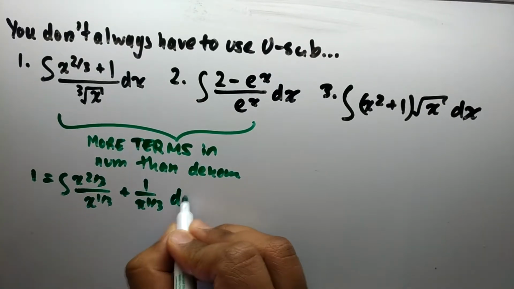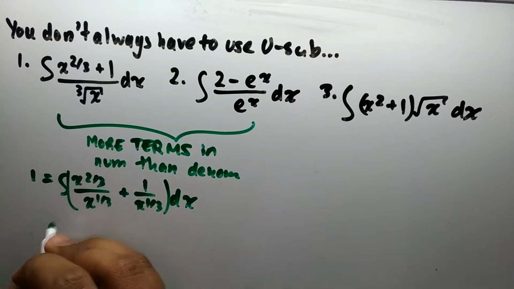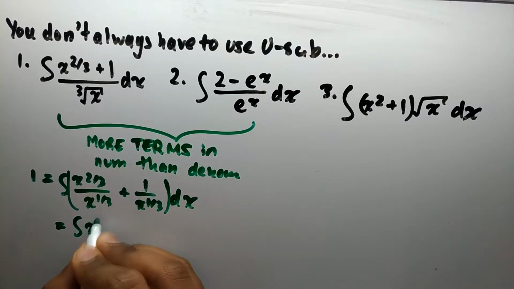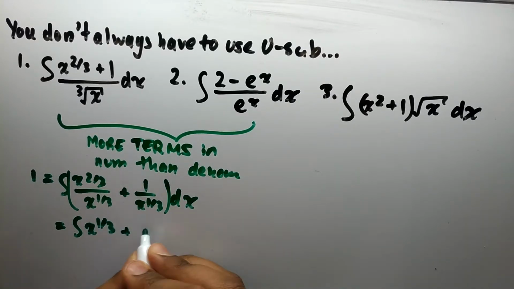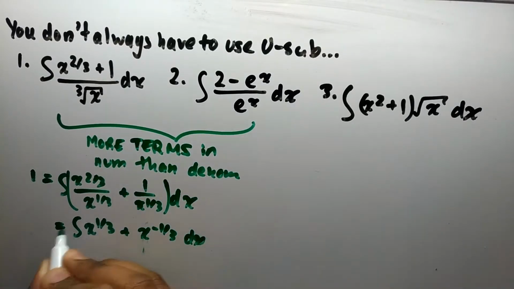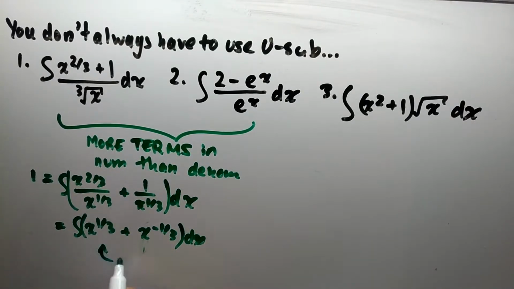If you do this, you end up getting 2 x terms, x to the power of something. And what do we know about terms that are x to the power of something? You can just use the power rule. So you didn't even have to use U-sub here. You could just use power rule, and you'll be good to go.